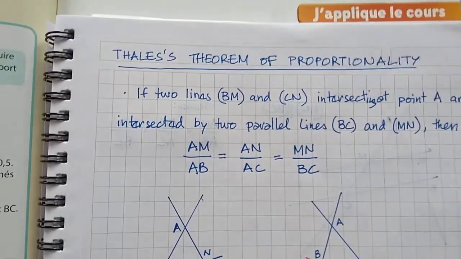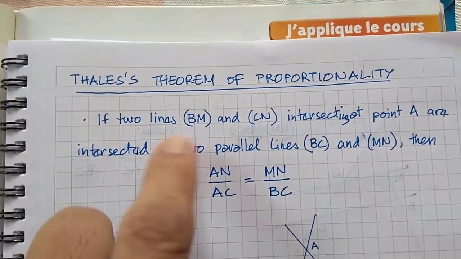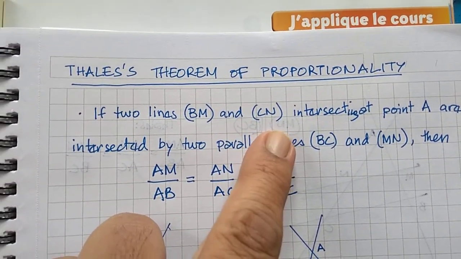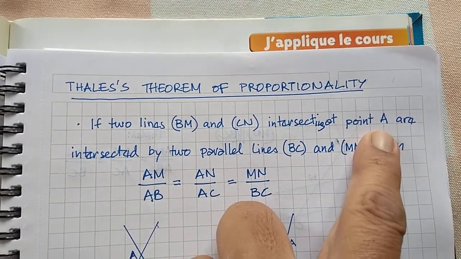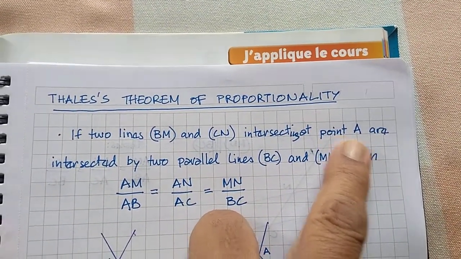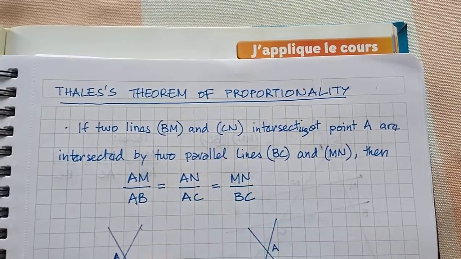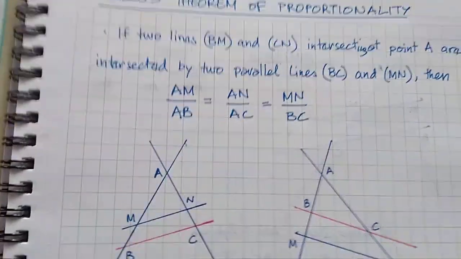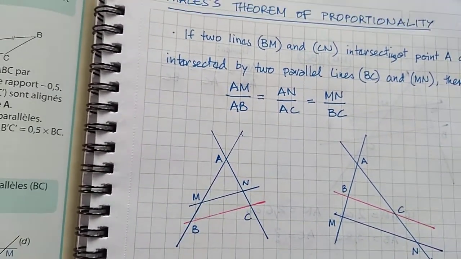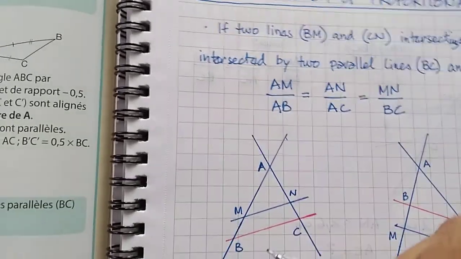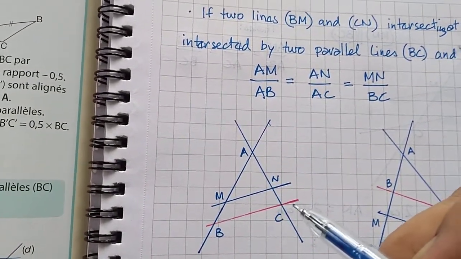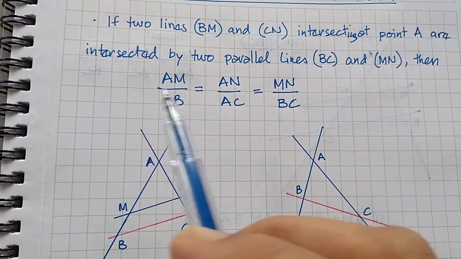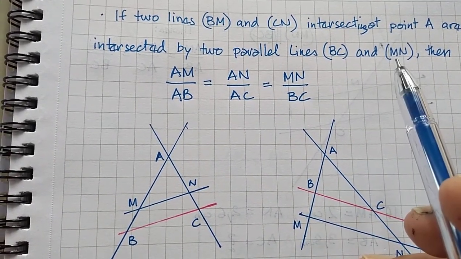So, what does this theorem say? This theorem says, if two lines BM and CN, these are lines, remember, curved brackets, intersecting at point A, are intersected by two parallel lines BC and MN. Yeah, this is clear. Don't look at the figure on the right. Look at the figure on the left.